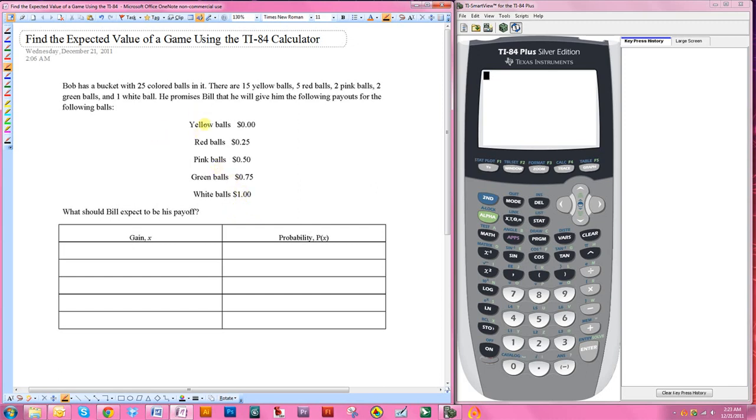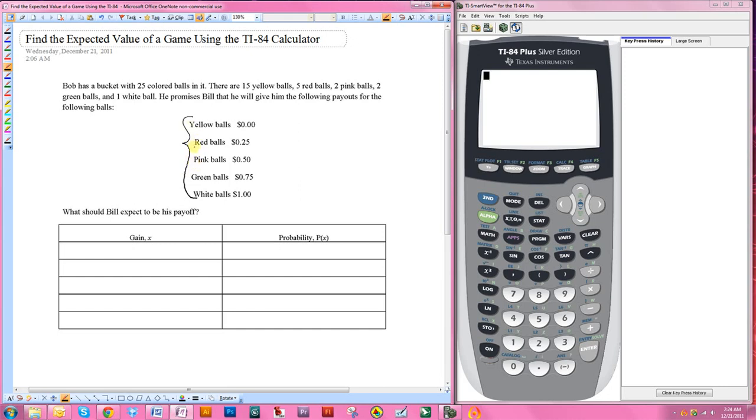So Bob and Bill are playing the following game, and Bill is pulling balls from a bucket, and Bob is promising to pay him the following amounts based on the color of the ball that he pulls out. Okay? So what we want to know is, what should Bill expect to win while playing this game? What should he expect his payoff to be?